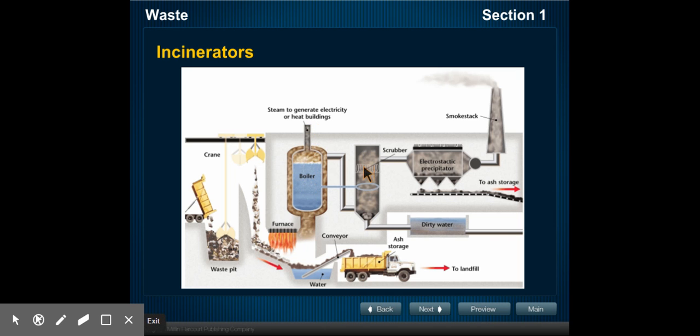There's a scrubber. The scrubber cleans out, hopefully, dangerous things in the air pollution part of that. They have a precipitator here, which actually tries to knock out the ash so it doesn't go into the air. And then the ash is collected and taken to a landfill to be buried. And of course, the smokestack releases heat and steam mostly, hopefully not as much air pollution, but there still may be some if it gets through the scrubber and the precipitator.